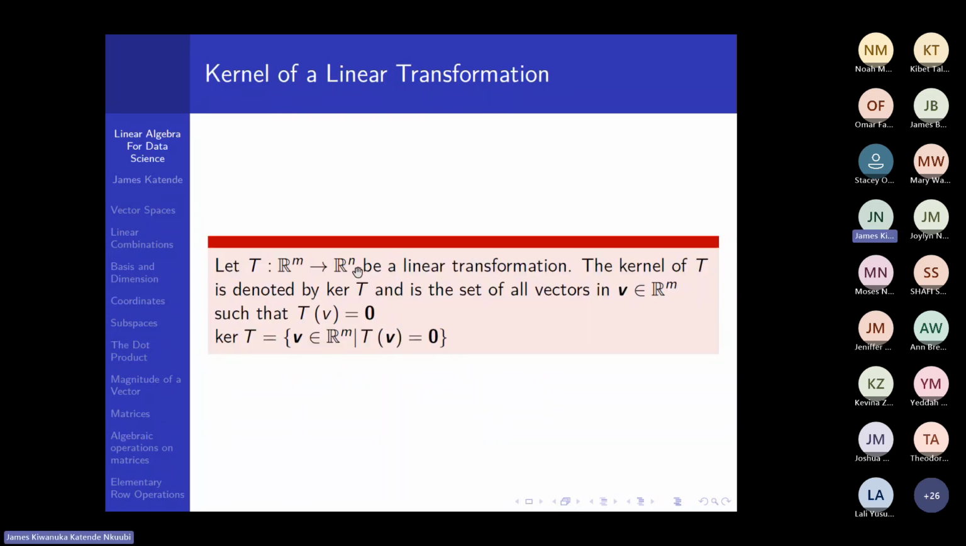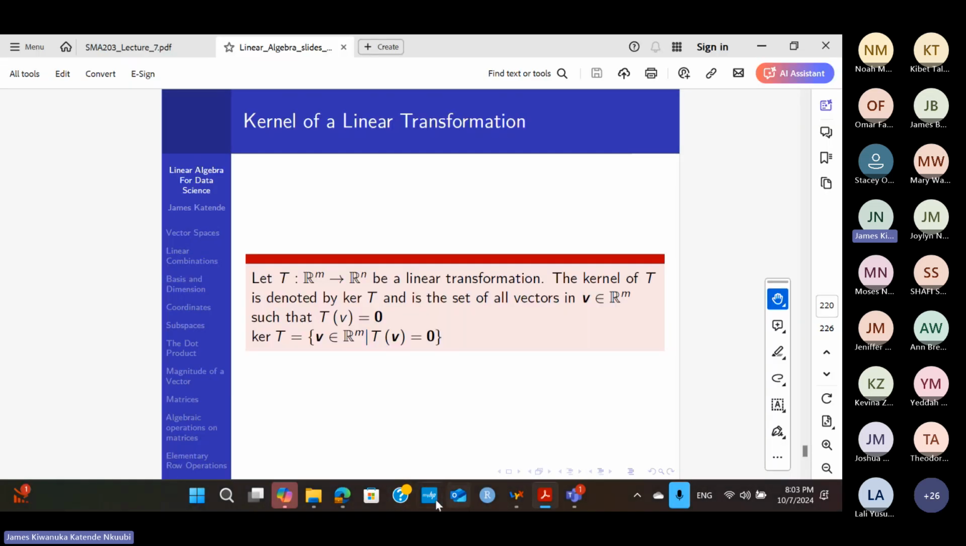So the next set that we need to look at is the kernel of a linear transformation. If you have a linear transformation from Rm to Rn, the kernel is just the set of all vectors from the domain which are mapped onto the zero vector in the codomain. In this case, Rn is the codomain. I will try to illustrate this with a diagram.